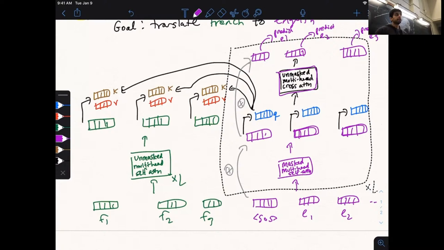You could. People have tried messing with these kinds of connections, and there's a paper called DenseNets in computer vision that tries to connect each layer to all of the previous layers, not just the last one. These don't really seem to have much effect in these kinds of models, empirically at least.